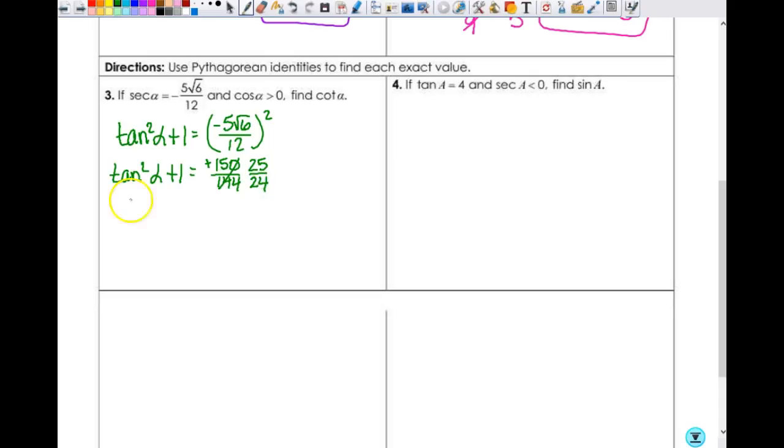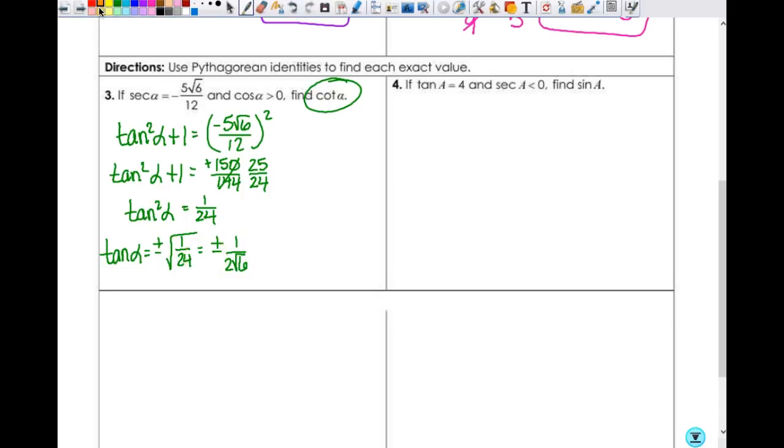I need to subtract 1 from both sides, which is the same as subtracting 24 24ths, so that leaves me with 1 24th left. So tangent of alpha is equal to plus or minus the square root of 1 over 24, which is plus or minus 1 over 2 square root of 6. Then when I rationalize this, well, I can rationalize it, but I don't need to because I'm looking for the cotangent. So it's fine that the square root's in the denominator because I'm about to take the reciprocal. And then I have to figure out this whole plus or minus thing here.